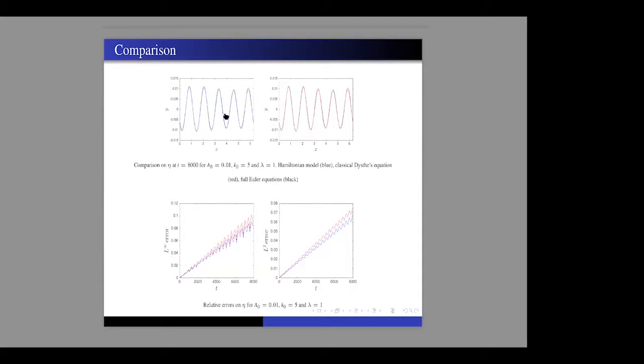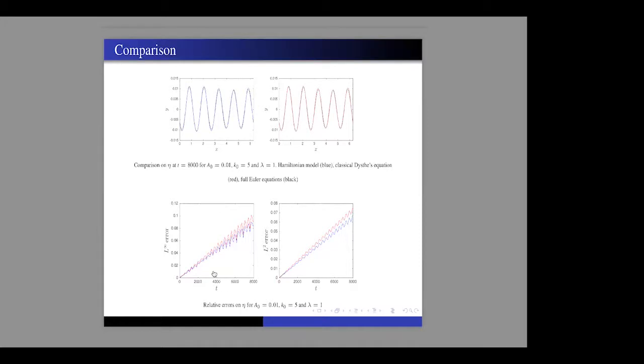So on this side, we're comparing the Hamiltonian model in blue with the full order equations in black. And similarly, on the other side, we're comparing the classical Dysthe equation in red, again, with respect to the full order equations. So it's very similar. If you want a more quantitative comparison, down here, those are the errors, L infinity and L2, as a function of time. So up to T equals 8,000, which is basically 1/ε³, the order of magnitude for the time scale that we expect for the Dysthe equation.